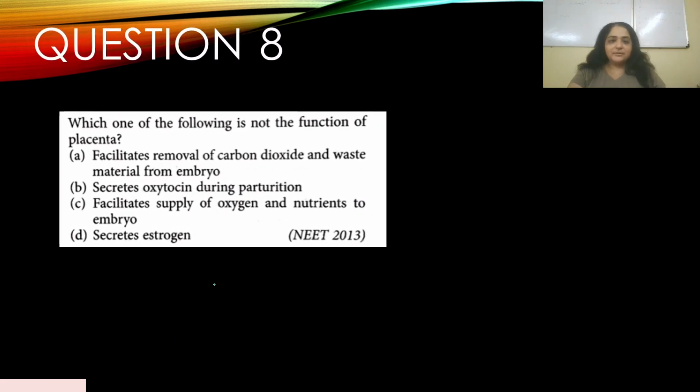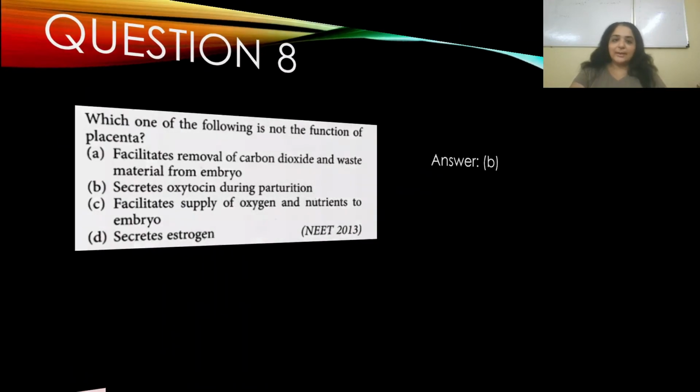Okay, question number 8. Which one of the following is not the function of placenta? And this appeared in NEET 2013. A. Facilitates removal of CO2 and waste material from embryo. B. Secretes oxytocin during parturition. C. Facilitates supply of oxygen and nutrients to embryo. D. Secretes estrogen. So it does not secrete oxytocin during parturition. So the answer is B.